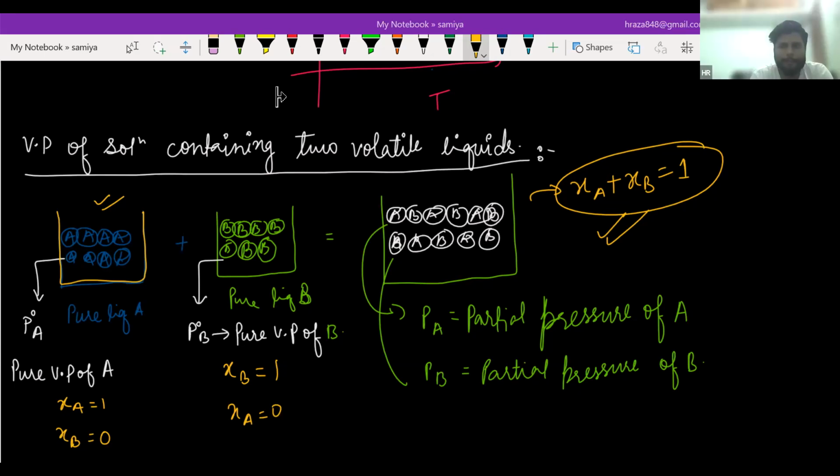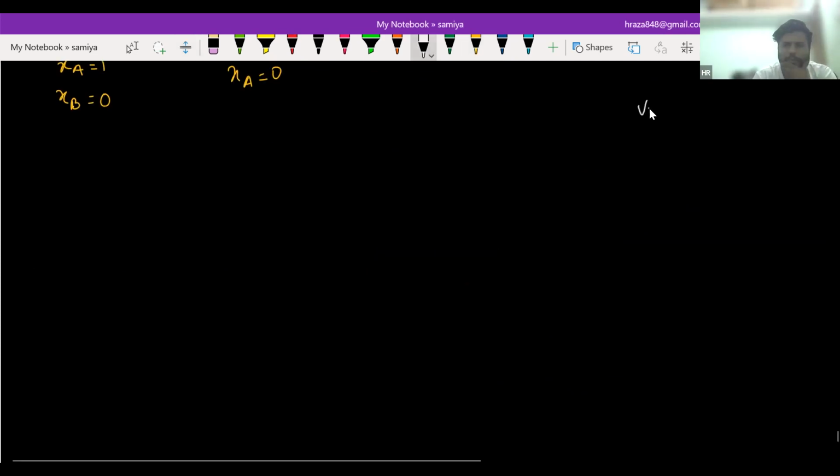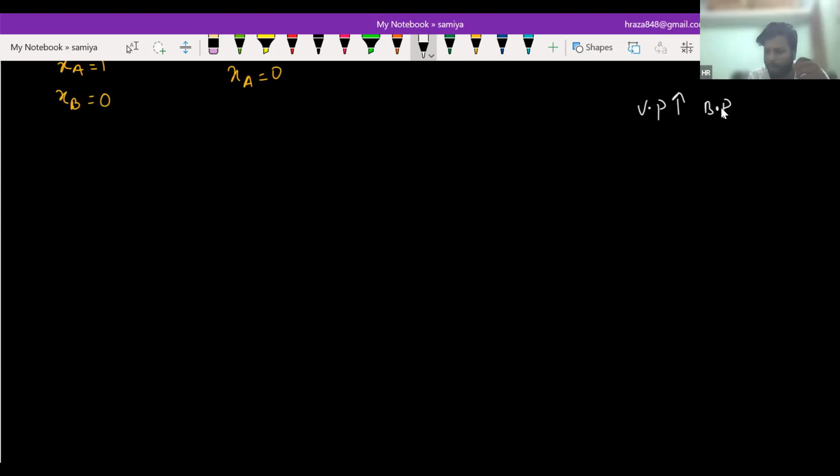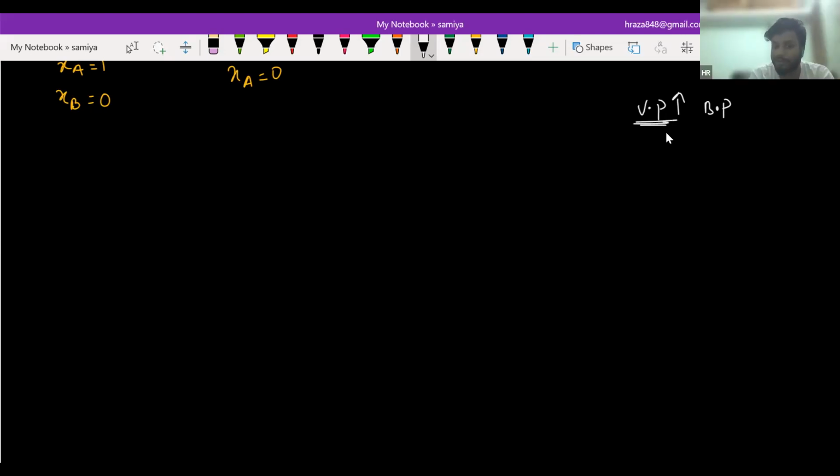Now see. Let me ask you some questions. If vapor pressure is more, will the boiling point be greater or lesser? What is boiling point? The temperature at which a liquid is converted into gas. Is that clear? So if some substance can be easily vaporized, that means the boiling point is lower.